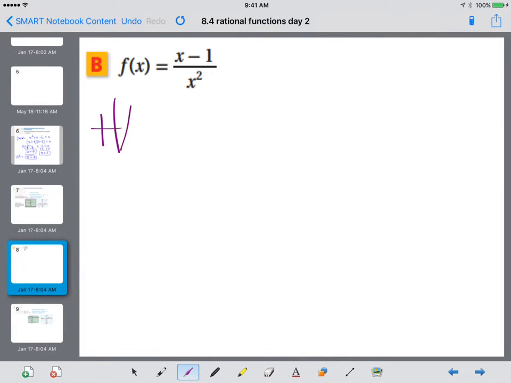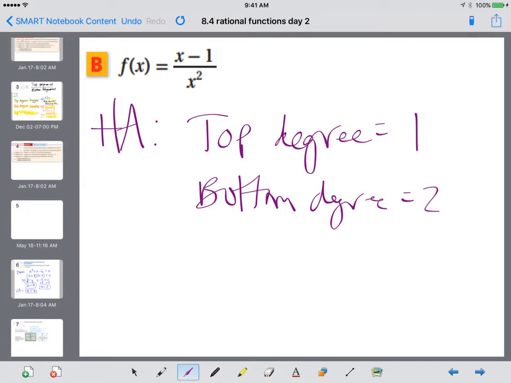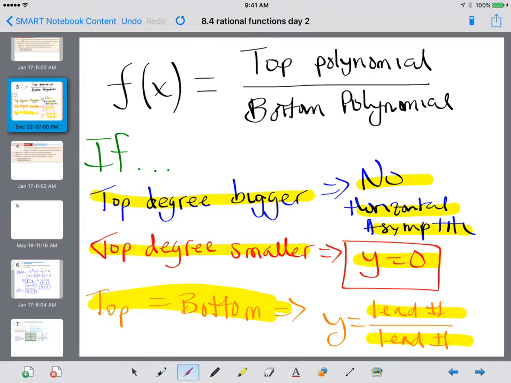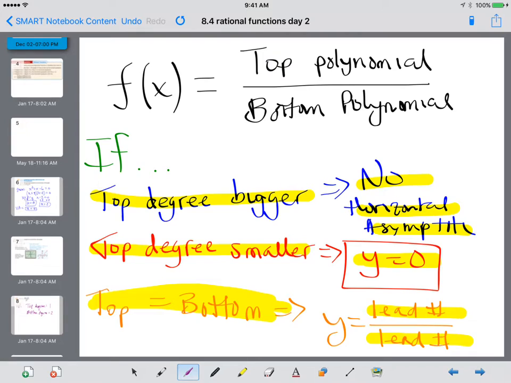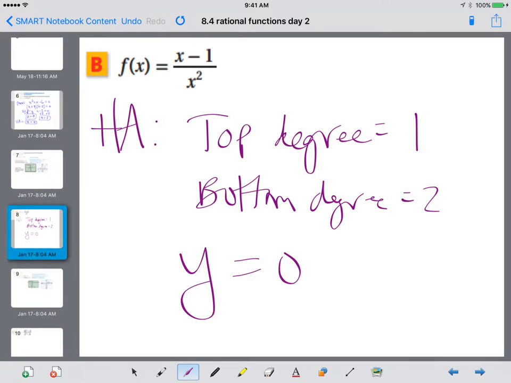So for this, we are going to find the horizontal asymptote. Again, we look at the degree. So the top degree equals 1. The bottom degree equals 2. If you go back to our note sheet, hopefully you have the notes in front of you. I'm just going to click back to it quick. Top degree is smaller, it's y equals 0. The top degree is smaller, so the horizontal asymptote here would be y equals 0.